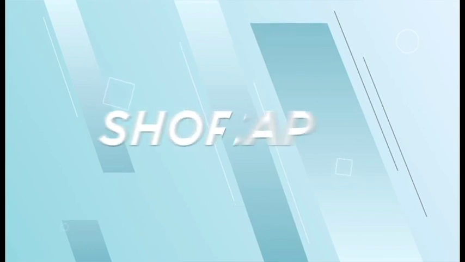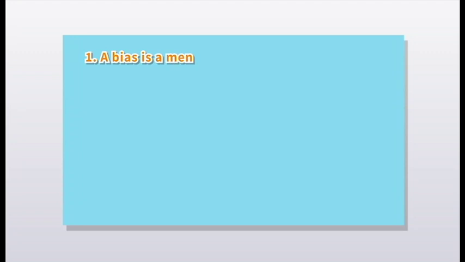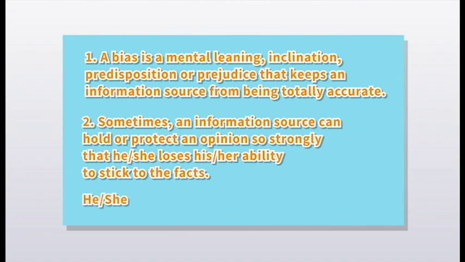Now, let's wrap up the important takeaways of this lesson. A bias is a mental leaning, inclination, predisposition, or prejudice that keeps an information source from being totally accurate. Sometimes an information source can hold or protect an opinion so strongly that he or she loses his or her ability to stick to the facts. He or she is then said to be biased.